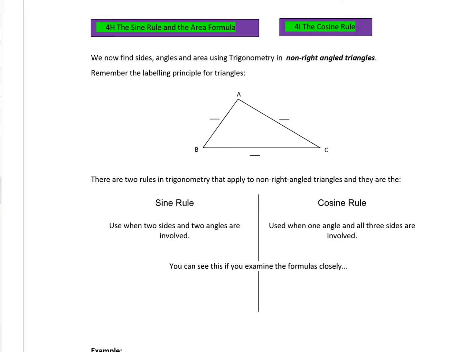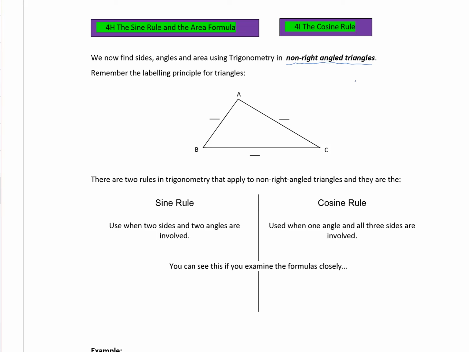Now, the reason that you have these formulas is because we're now moving into finding, just as you did previously with sine, cos and tan, the length of the side of a triangle or an angle. You will still be finding the length of the side or an angle, but this time in a non-right angle triangle. So we're extending our ability to find sides and angles and area of a triangle of non-right angle triangles.